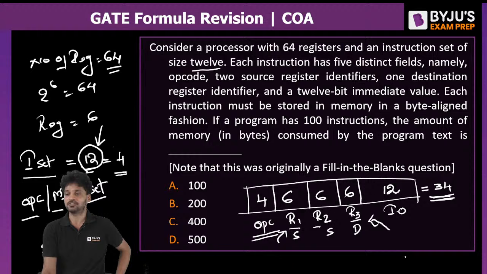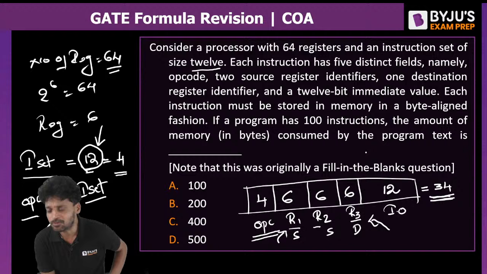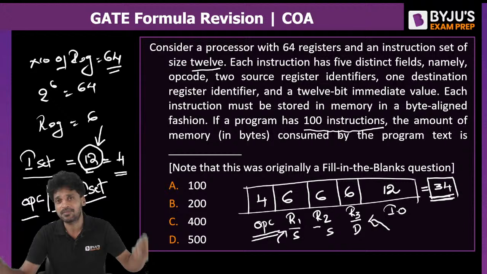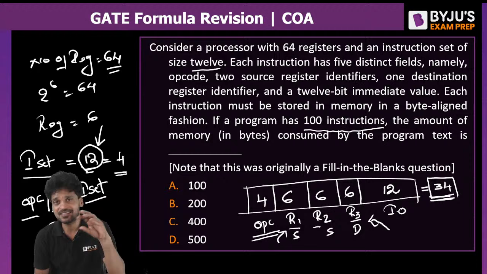Am I clear? If a program has 100 instructions, what is the amount of memory consumed by the program text? This is the question. Now, one instruction is equal to 34 bits. There are 100 instructions in a program. So what is the answer? First of all, we need to understand how many bytes are required for one instruction. Then we can find out how many bytes are required for 100 instructions.